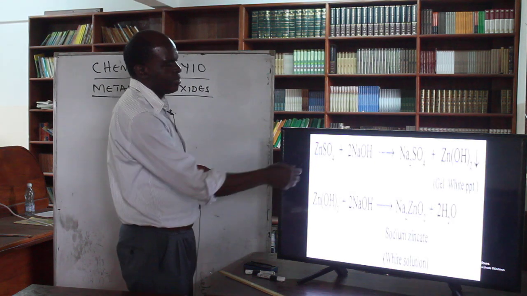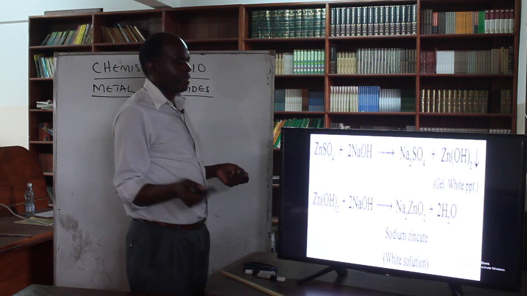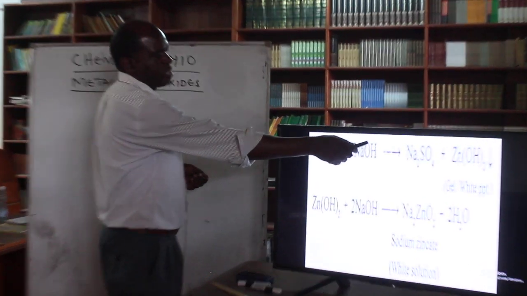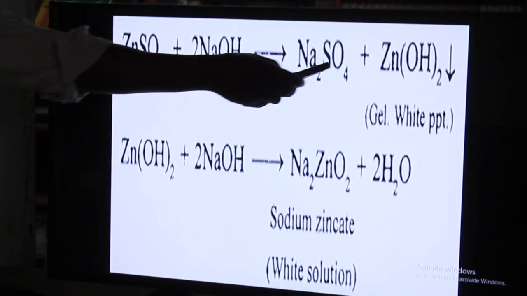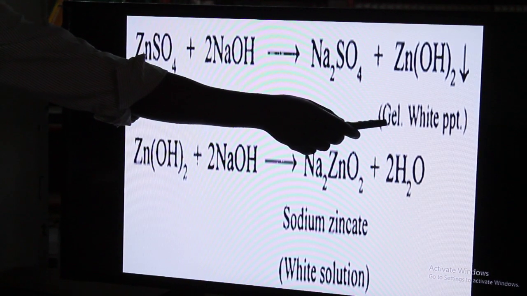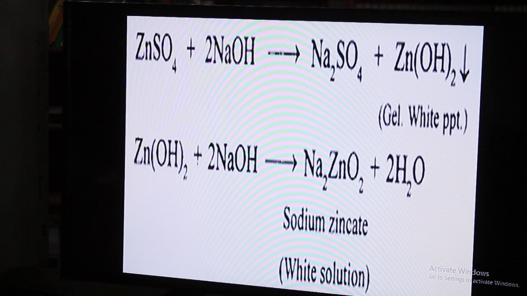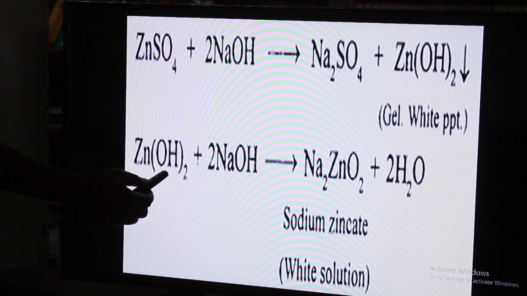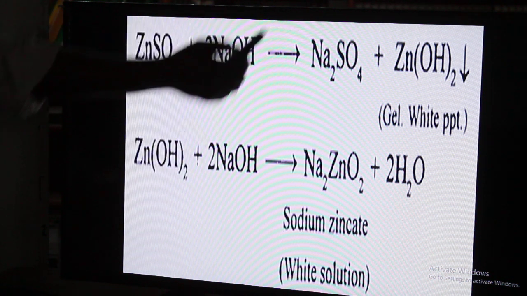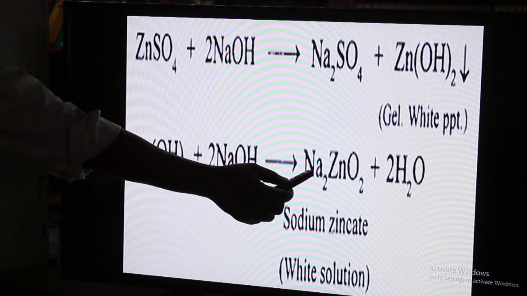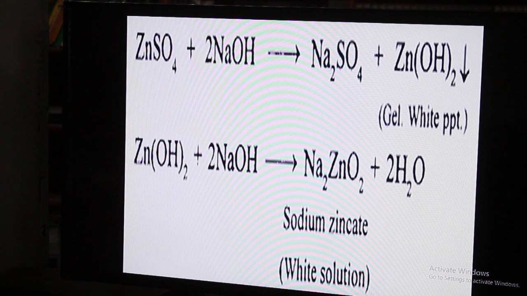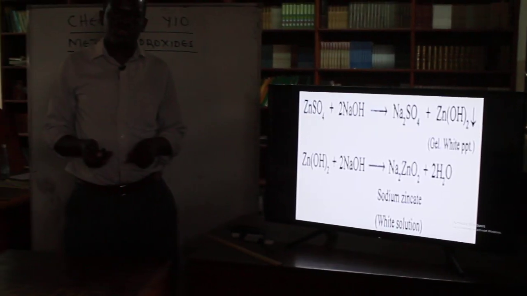We have, for example, zinc sulfate, which, remember, is a soluble salt, and combining with sodium hydroxide results in the formation of sodium sulfate and zinc hydroxide. This zinc hydroxide formed is a gelatinous white precipitate. Then when you add excess sodium hydroxide, the same white precipitate that was formed in stage 1 dissolves, and you form sodium zincate. That is the formula for sodium zincate, which is a colorless solution. So that is exactly what we mean by sodium zincate.